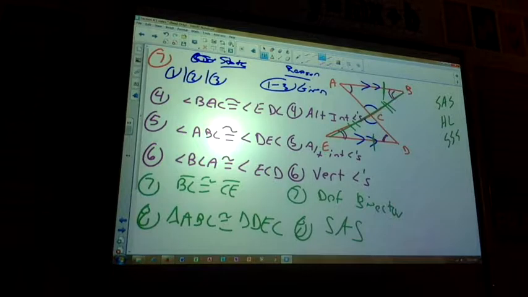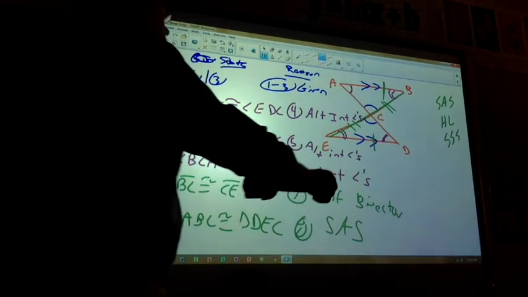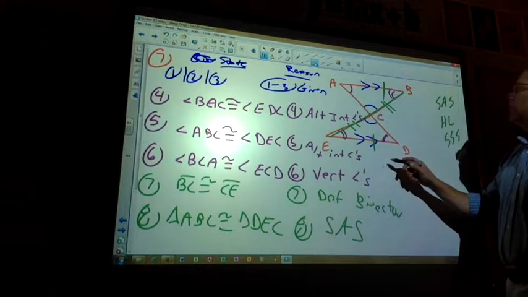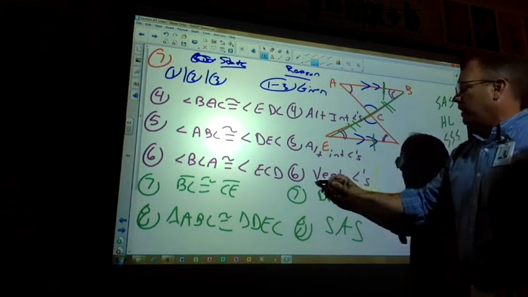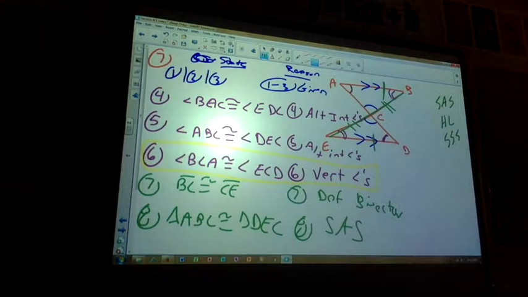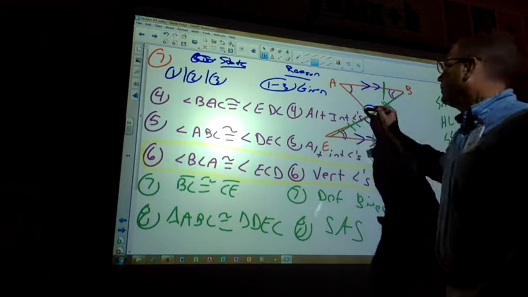Is there redundant stuff? Is there stuff up here that I don't necessarily need? Well, for side angle side, I did not need this. Was it wrong to put it? No, it's just that you're recognizing patterns that are taking place. Did I need this one?